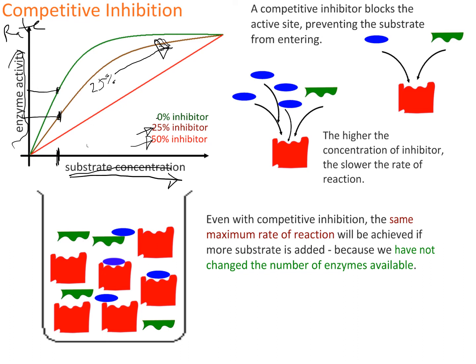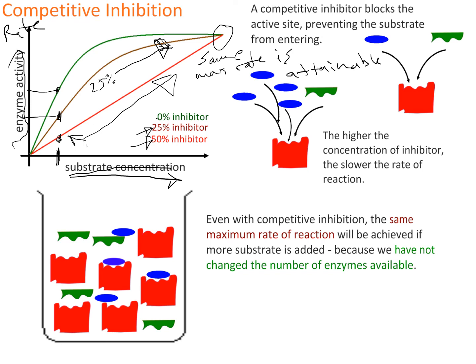At 50% inhibitor, it is more inhibition. Here's 50% here, so you can see even more inhibition. And then as you increase substrate concentration, we can eventually reach the same max rate. The same max rate is still attainable because we can just add more substrate, to the point where it's going to be much more likely for the substrate to fit into the active site.